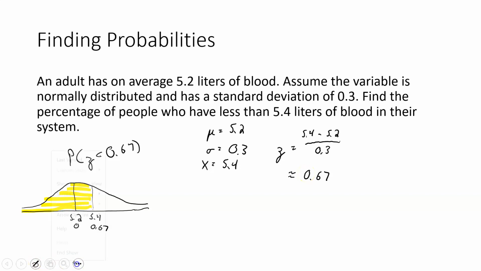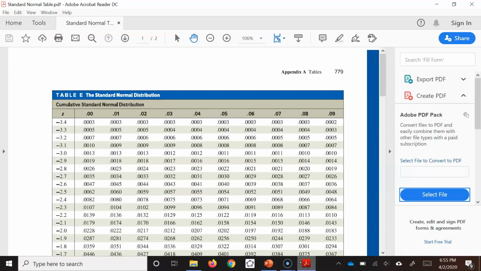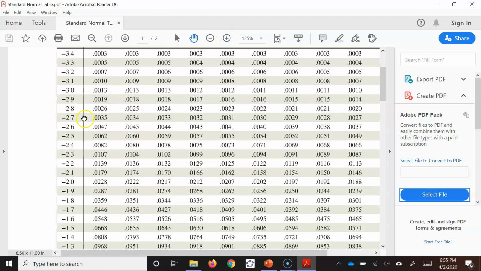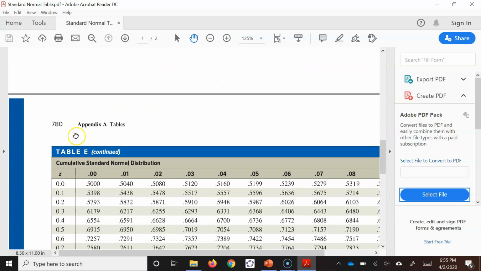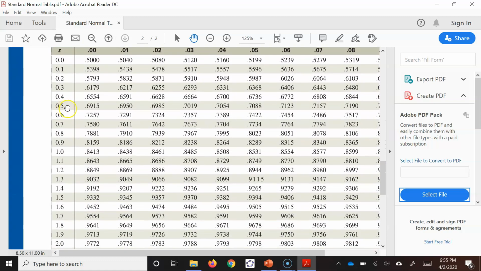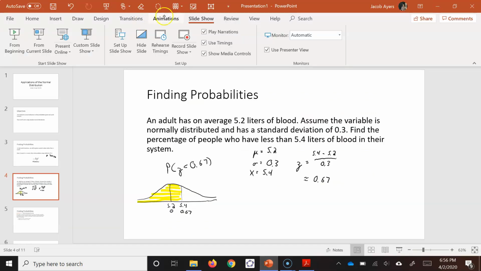0.67. Go in here. Might need a little bit of zoom there. So 0.67: 0.6, then 0, 1, 2, 3, 4, 5, 6, 7. The associated probability here is 0.7486. All right, so let me go ahead and write that in here.